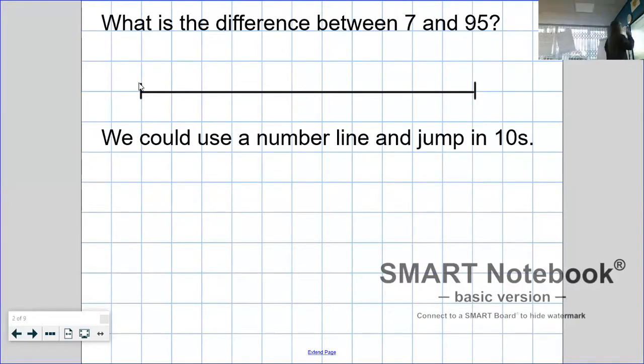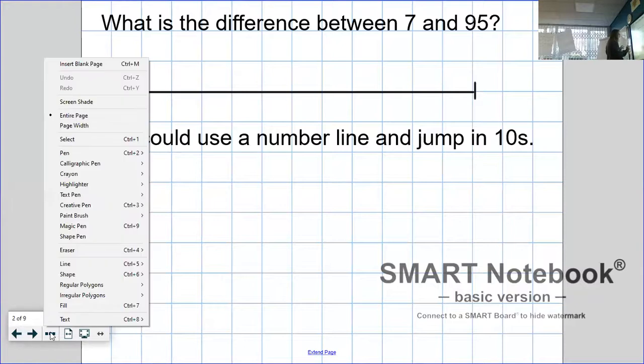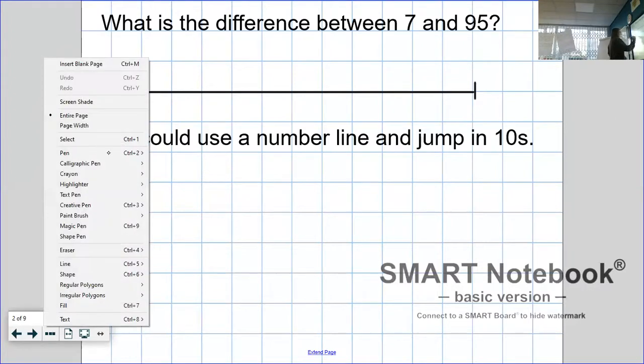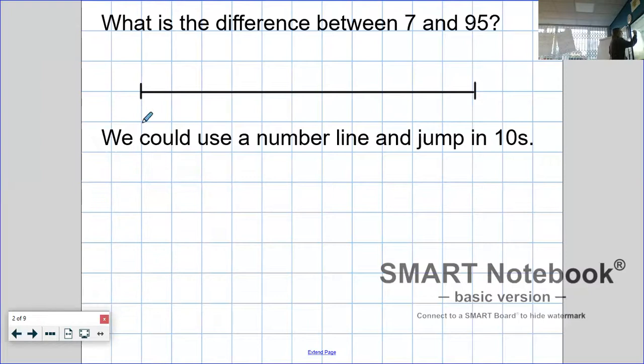What is the difference between 7 and 95? Now, we can't do this using ones. We're in year 4, guys. We're not counting individual jumps of ones between 7 and 95. There's too many. So we're going to use jumps of 10 first.